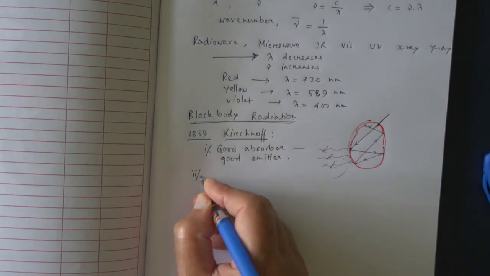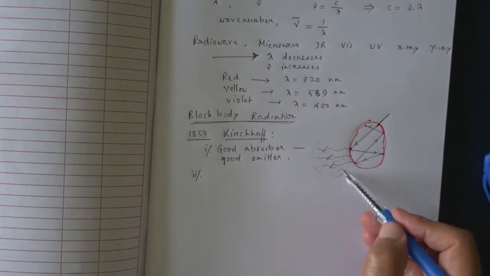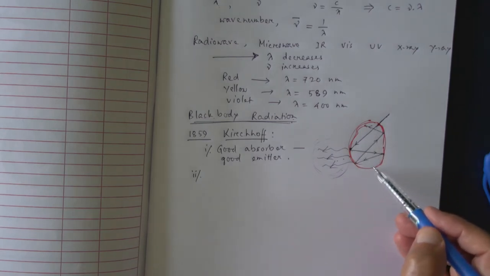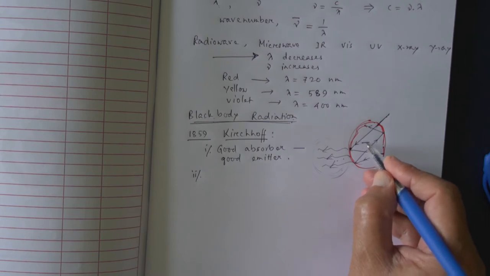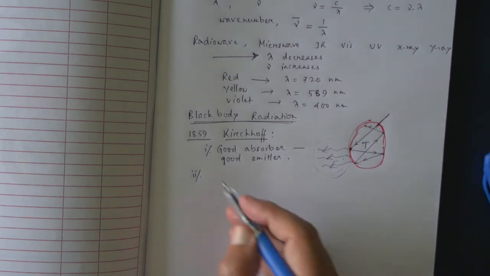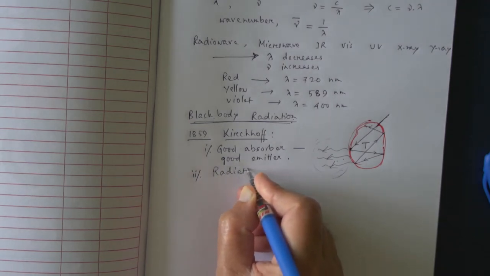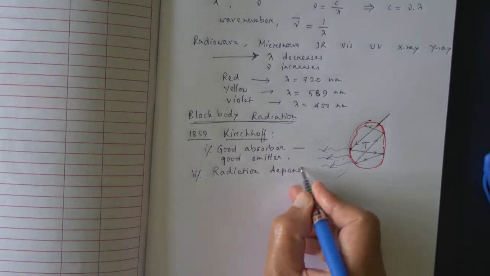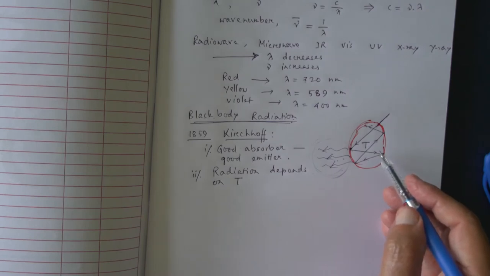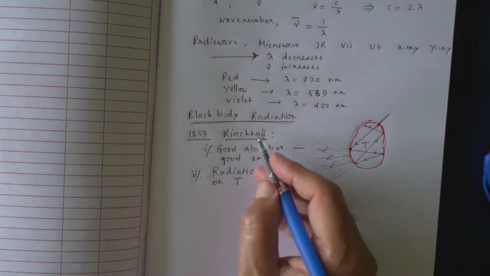Then what is his second observation? Radiation emitted by the black body does not depend on the nature of the black body, but it depends on the temperature to which the black body is raised. That was his second observation. Radiation emitted by the black body depends on the temperature of the black body, but not on its nature.